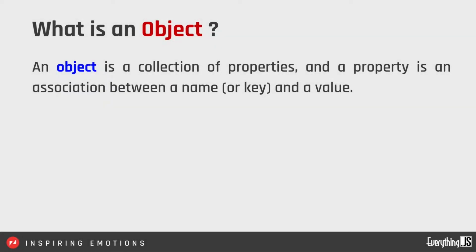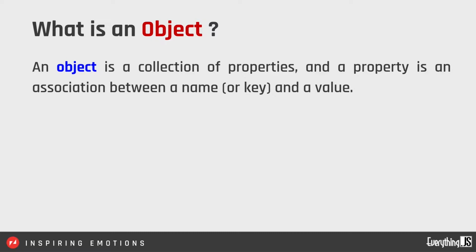So, what is an object? An object is basically a collection of properties, and a property is a key value pair. There are predefined objects, and also you can define your own objects, and you can give functions as property values as well. In that case we call those methods.